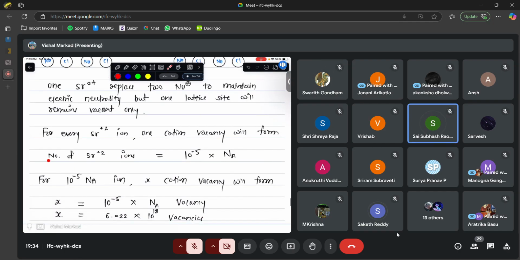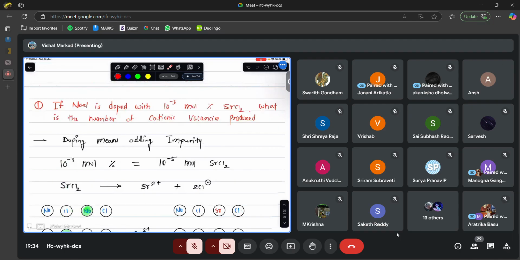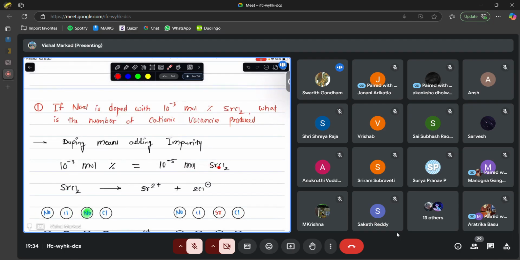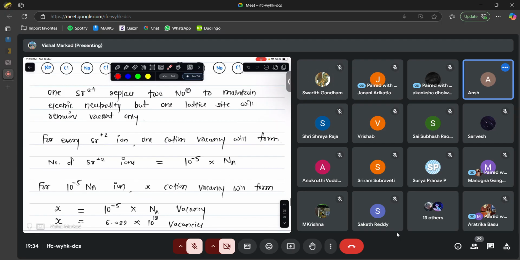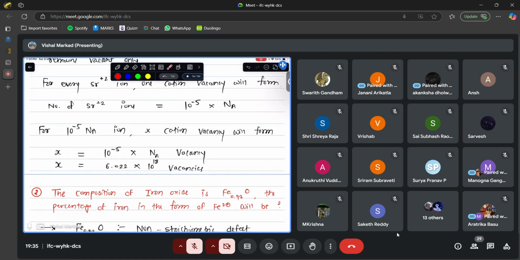So how many Sr2+ ions are there? I have moles, and with Avogadro's number I can get the number of ions from the moles. That's the formula. So the number of Sr2+ ions is 10 to the power minus 5 times Avogadro's number. This much vacancy will be created. Clear this thing, so you'll get this answer if you solve this one. Clear?